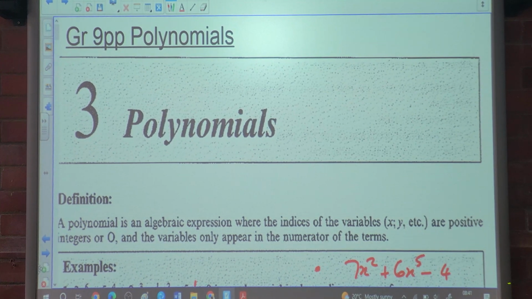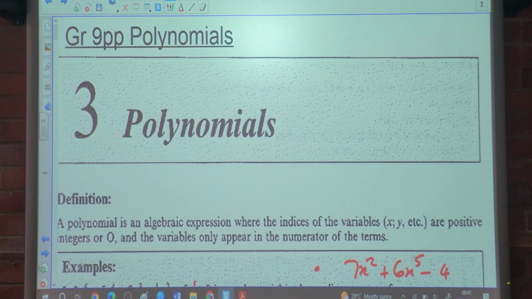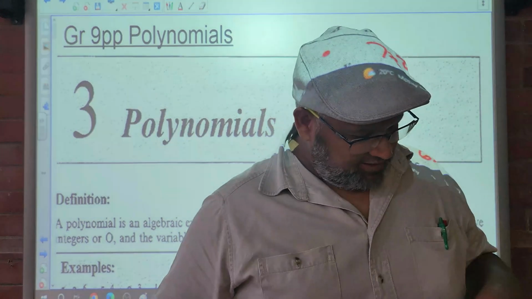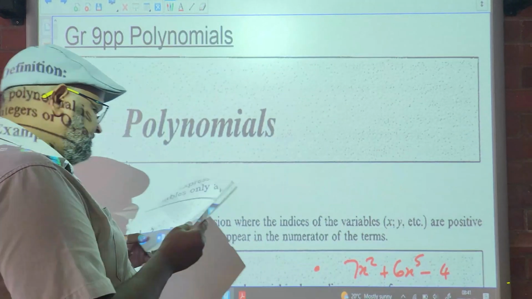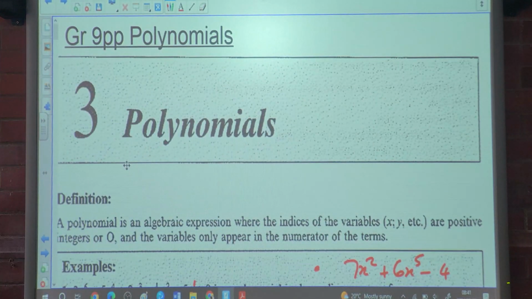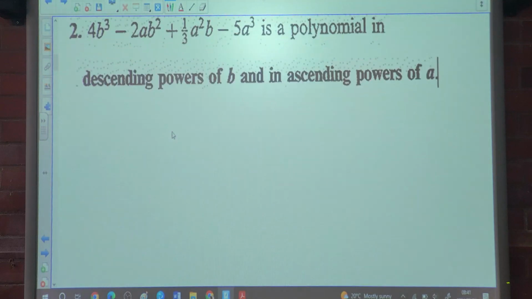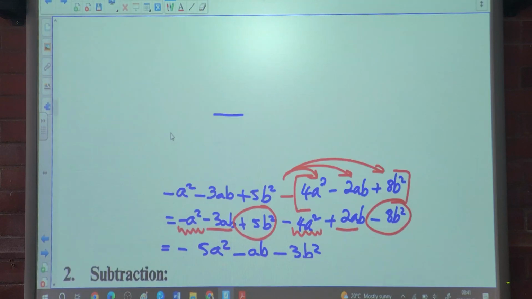So today we're looking at polynomials. Yesterday we looked at addition and subtraction of polynomials, not so? So we marked over, so now we're looking at multiplication.